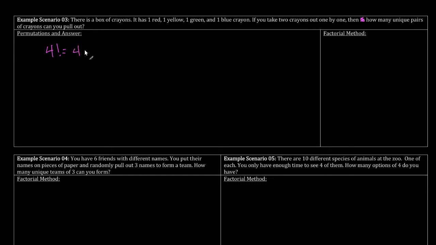which means 4 times 3 times 2 times 1. So 4 times 3 is 12, times 2 is 24, times 1 is 24. This is 24 permutations, 24 total permutations.